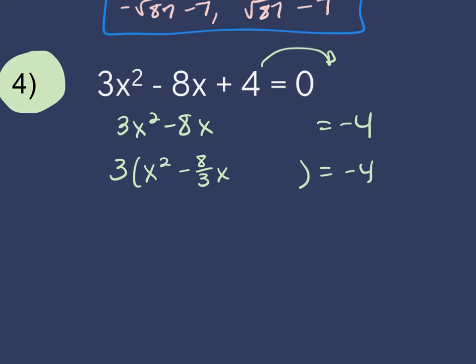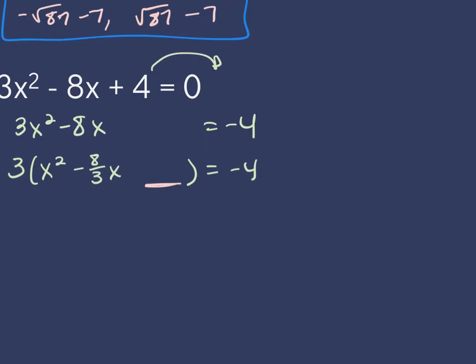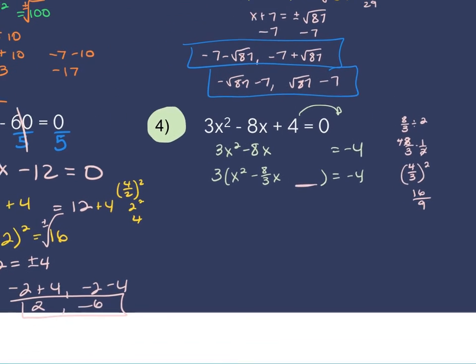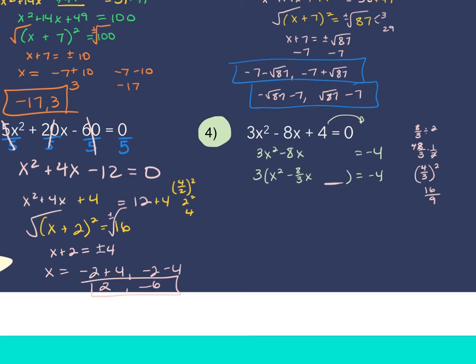Now to fill this space, I have to take 8/3, divide it by 2, which is the same thing as multiplying by a half. 2 goes into 8 4 times, and this becomes 4/3. Then square it, and I get 16/9. That's what I am going to add in. Change the color.